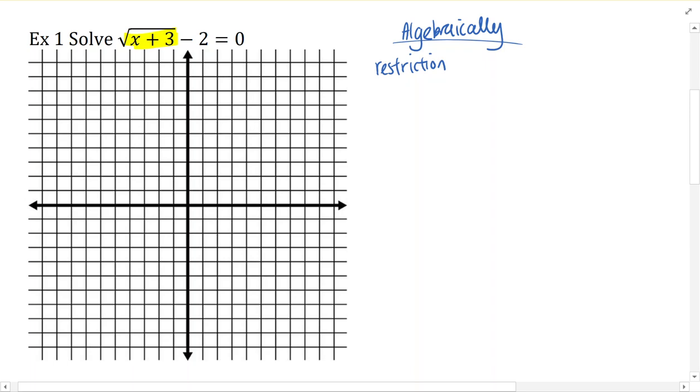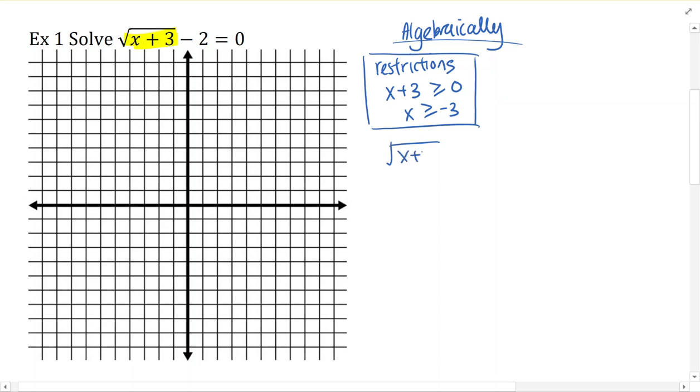Restrictions. Actually, no, I think it's okay, right? All right, so with our restrictions, under a root, the number under cannot be negative. So we know that x plus 3 must be greater than or equal to 0. If you rearrange this, x must be greater than or equal to negative 3. So that's our restriction. Now we can just solve. Let's put our restriction in a box.